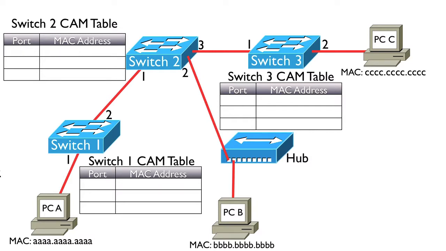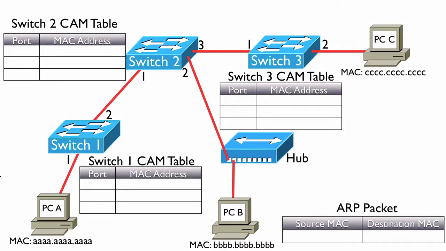Let's say that we have a frame, an ARP packet specifically, that's going to be sent out in the network. At layer 2, at the frame level, the source MAC address is the MAC address of PCA. PCA is wanting to communicate with PCC as an example. It knows the IP address of PCC, but it doesn't know the MAC address. How does it learn that? It can send out an ARP broadcast.